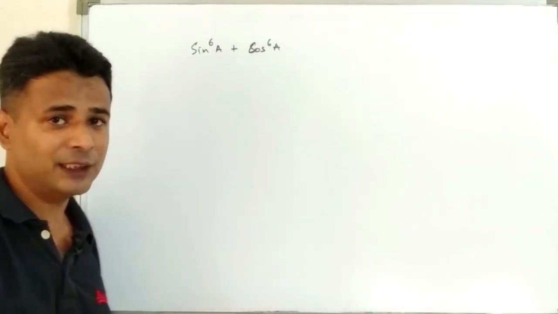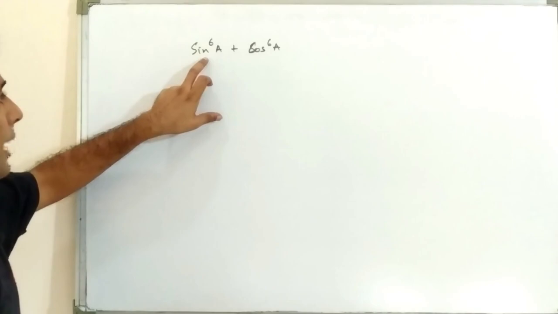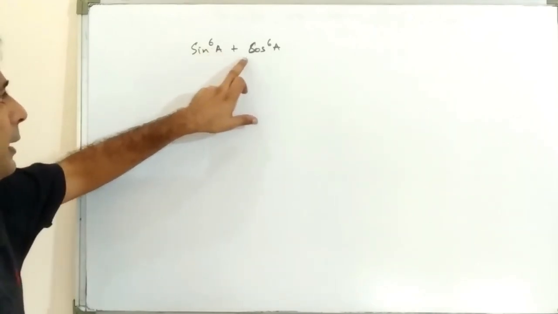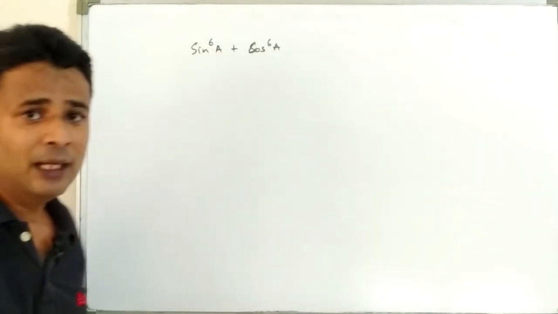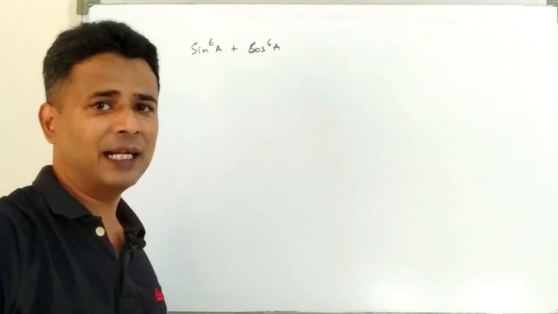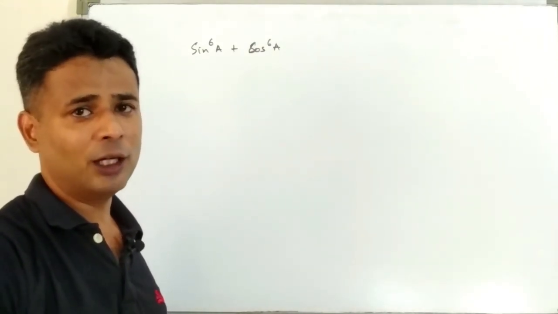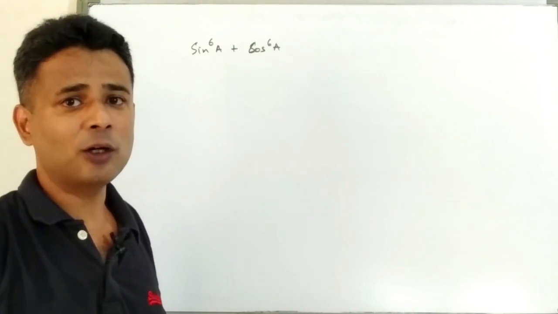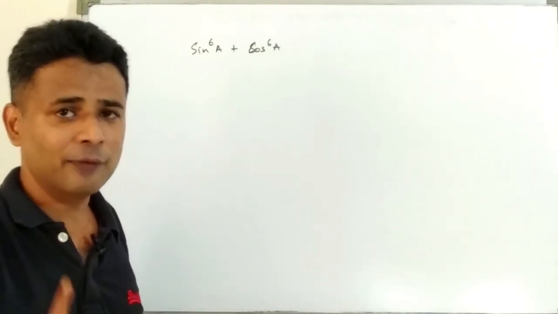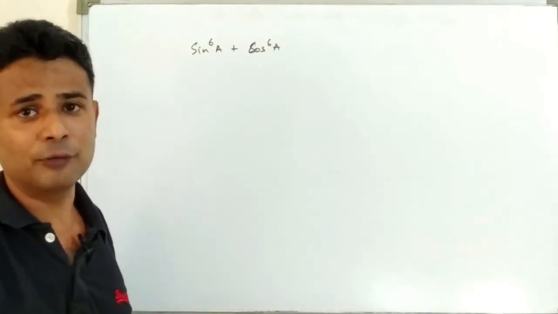Alright guys, now next question, last question in the test. You have sin to the power 6a plus cos to the power 6a, and you have to prove it's equal to 1 minus 3 sin square a cos square a or 1 plus 3 sin square a cos square a. So here they have already given the hint in the answer itself, in the choice.